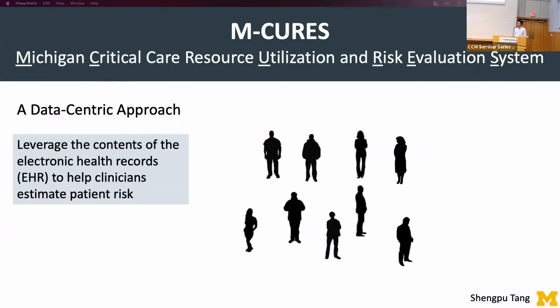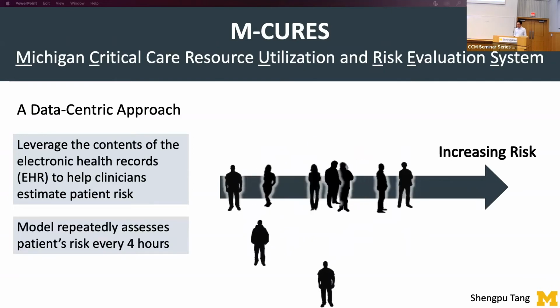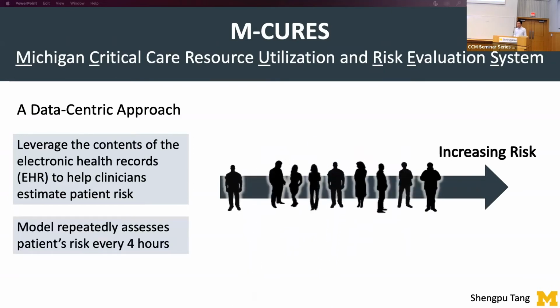Using these data, our goal is to learn to map each patient to a risk of deterioration. We can then use this risk to sort patients from low risk to high risk and then allocate the resources accordingly. Our model would also reassess the patient's risk repeatedly over the course of their admission as new information becomes available and as patients are admitted and discharged.